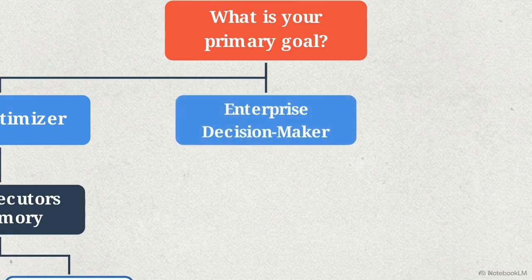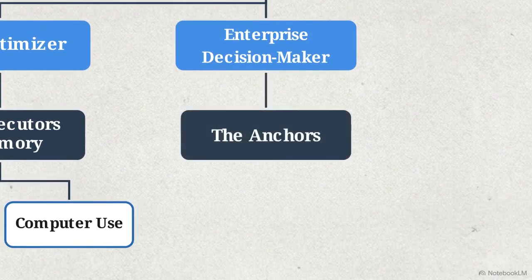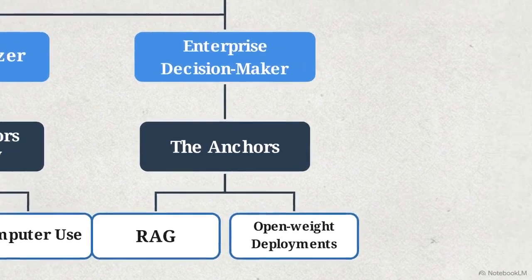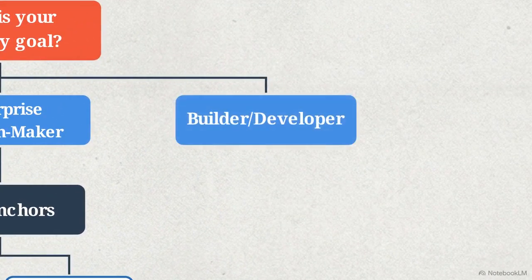If you are an enterprise decision maker requiring absolute accuracy and data privacy, move down the center. You must dedicate your resources to the anchors. Master RAG and open-weight deployments to secure your data before exploring autonomous agents.